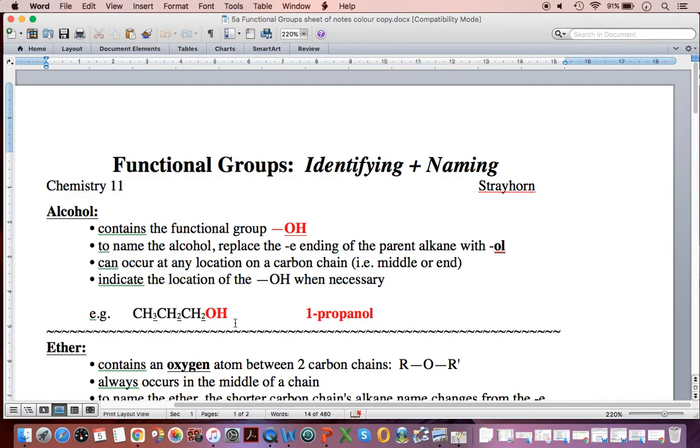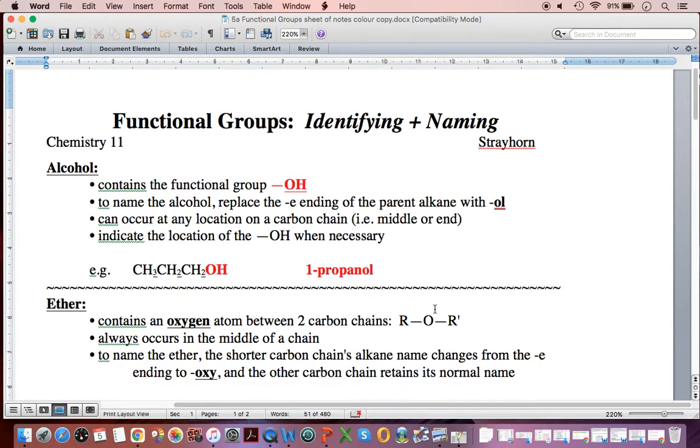The OH can appear on any carbon in the chain, and therefore, as soon as we have more than two carbons in our longest chain, we have to put an address. If it was one carbon, it would just be methanol. Two carbons would be ethanol. As soon as we're at propanol, we have to say, is it 1-propanol or 2-propanol? So we know the OH in this case is hanging off an end carbon. Same thing for butanol and beyond. We have to know if it's 1-butanol or 2-butanol.